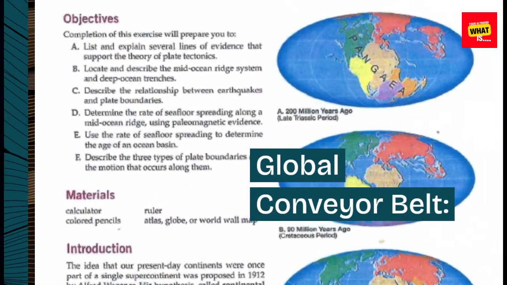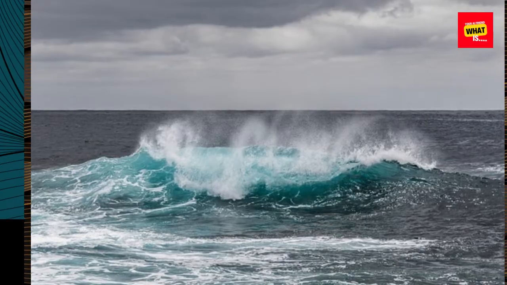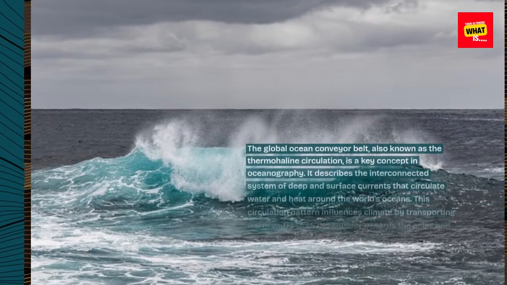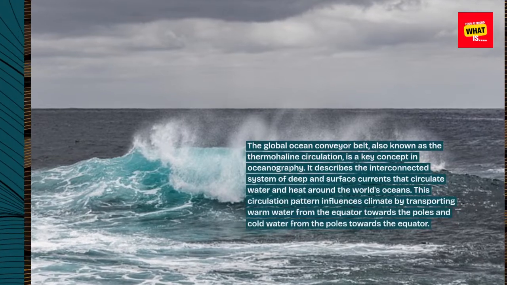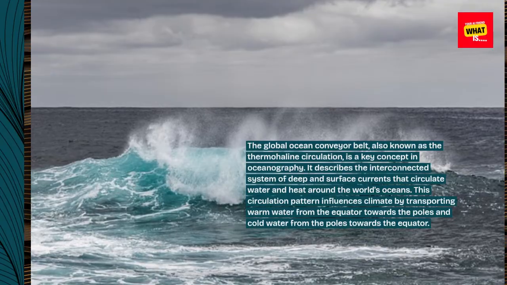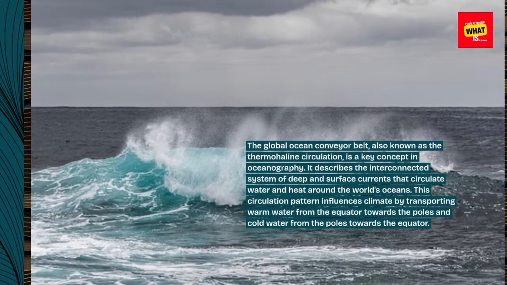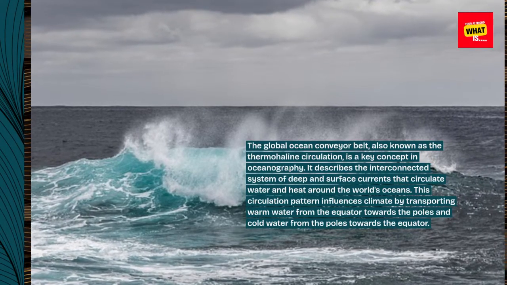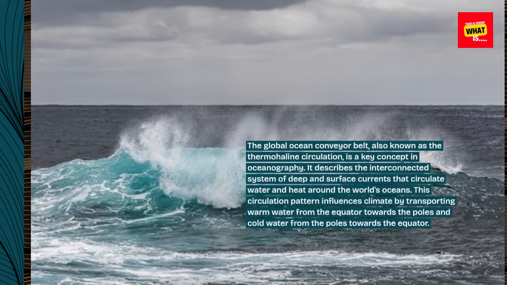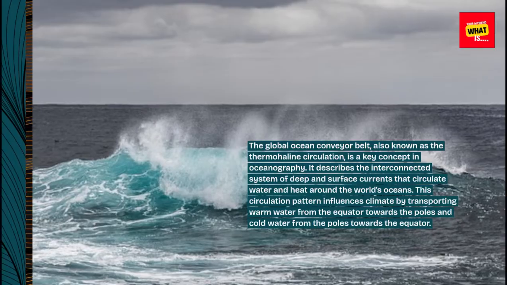Global conveyor belt. The global ocean conveyor belt, also known as the thermohaline circulation, is a key concept in oceanography. It describes the interconnected system of deep and surface currents that circulate water and heat around the world's oceans. This circulation pattern influences climate by transporting warm water from the equator towards the poles and cold water from the poles towards the equator.